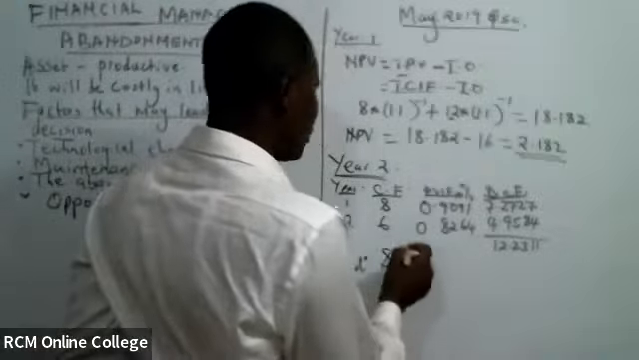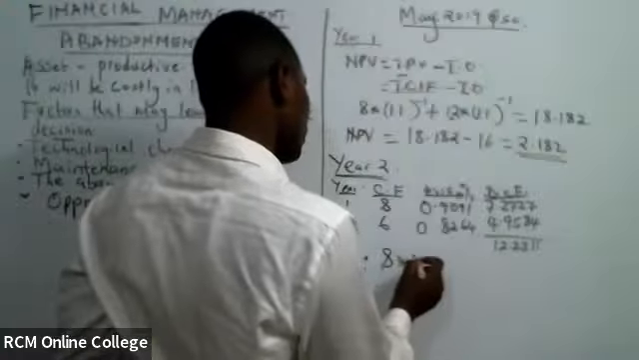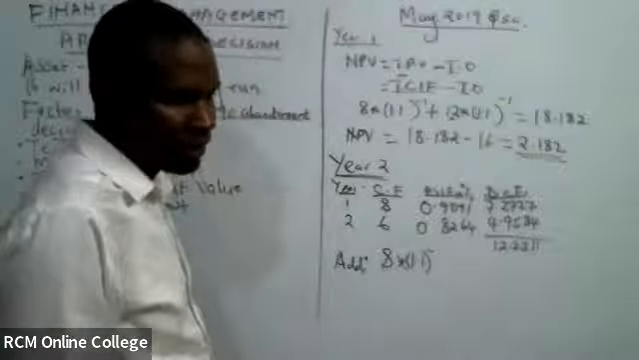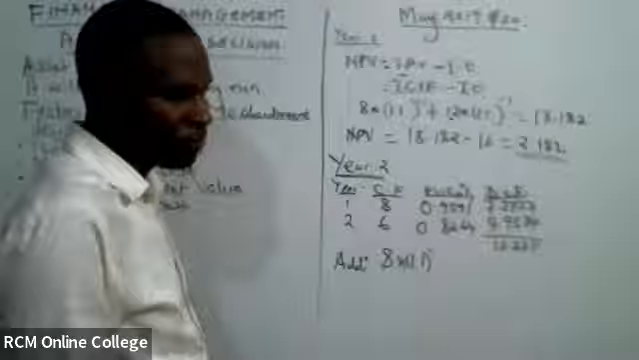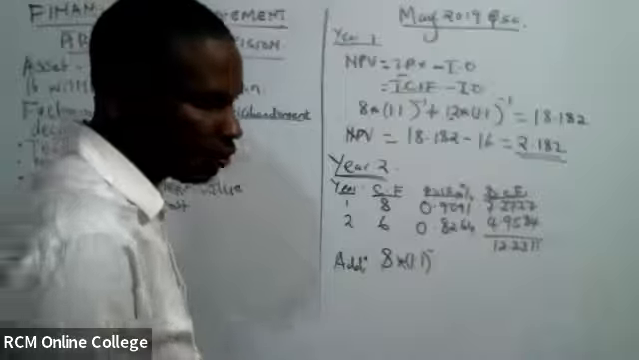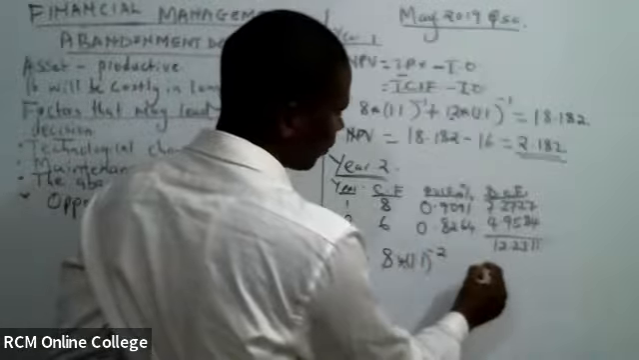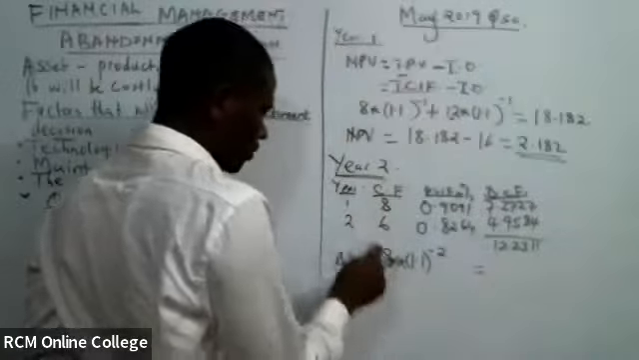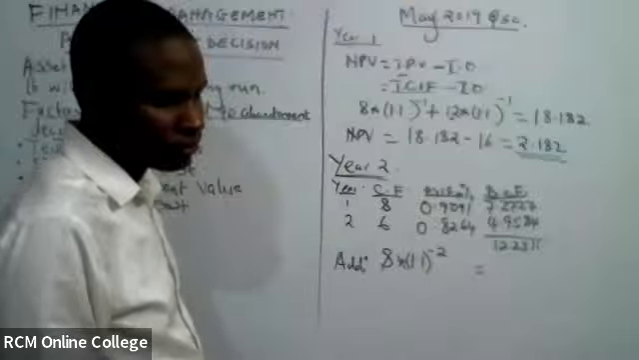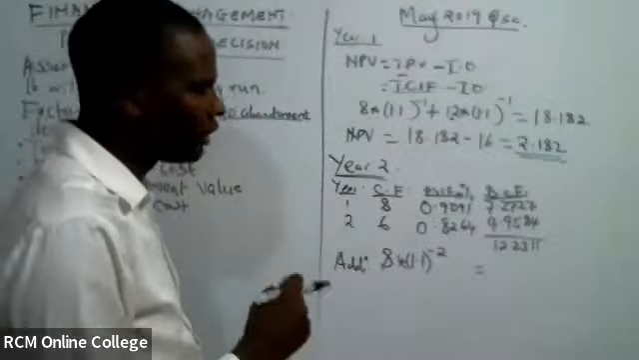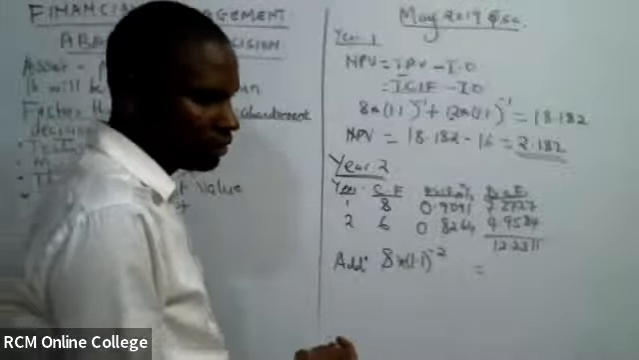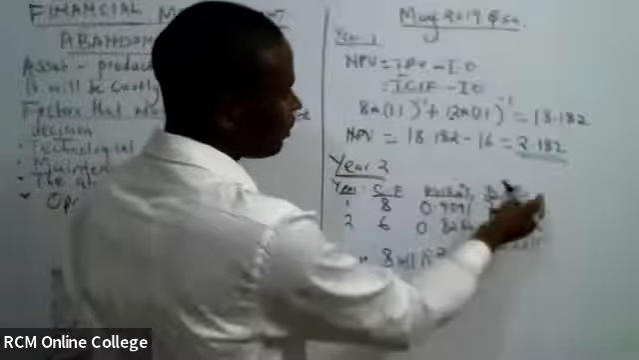So it is 8 times 1.1 raised to -1 or -2 class. We are abandoning in the second year. Therefore, -2. Yes, we are abandoning in the second year. So itakuwa ngapi? We are abandoning in year 2. And that is where now the difference is coming in. Itakuwa ngapi?